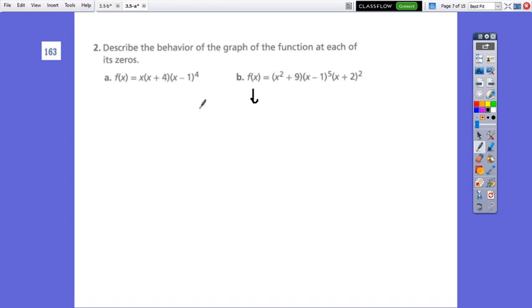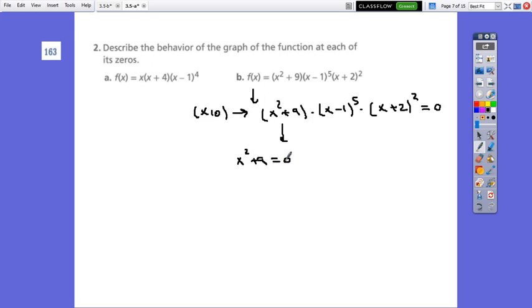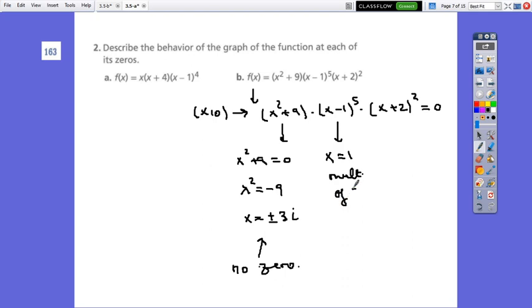In the second one, find the x-intercepts, the zeros. It will be x squared plus 9 times x minus 1 to exponent 5 times x plus 2 squared equals 0. From the first one, x squared plus 9 equals 0. So x squared equals negative 9, which means x equals plus or minus 3i. This is complex, which means there is no x-intercept, no zero. From the second one, x minus 1 equals 0. So x equals 1, multiplicity of 5. And from the last one, x equals negative 2, multiplicity of 2. And again, at x equals negative 2, because this is multiplicity of 2, at this point we'll find a parabola.